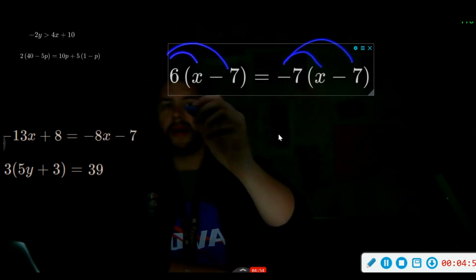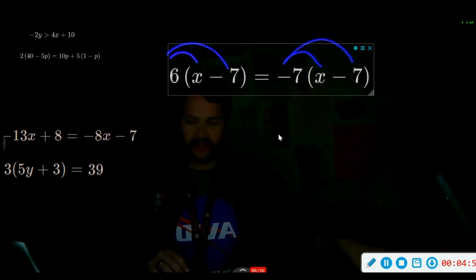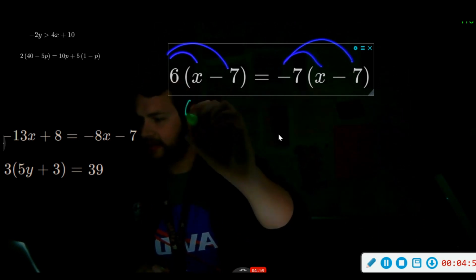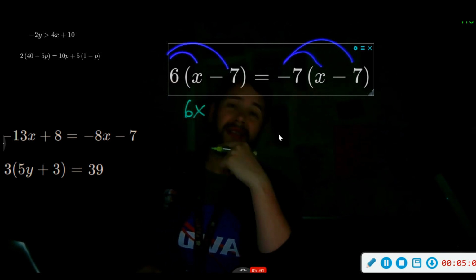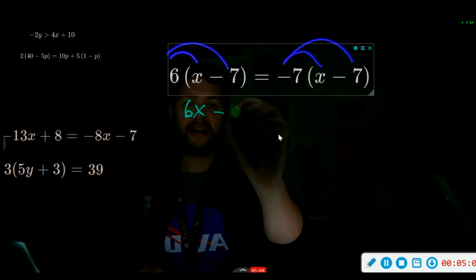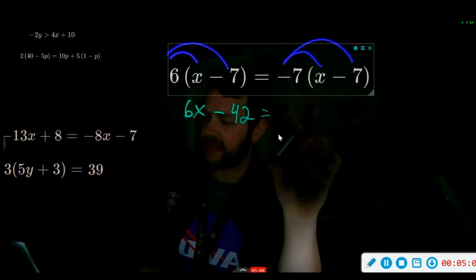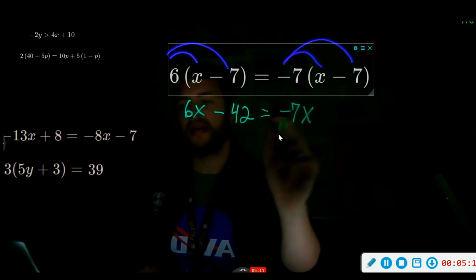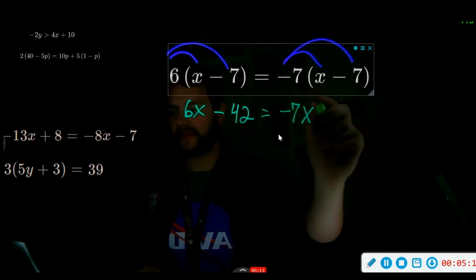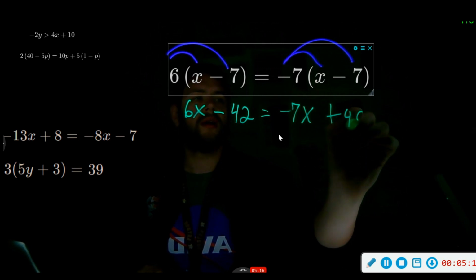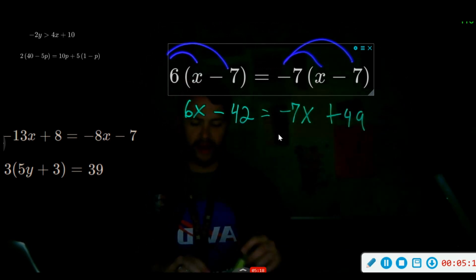Let's start on this side. We're going to have 6 times x is 6x. 6 times negative 7 is negative 42. Equal sign. Negative 7 times x is negative 7x, and then negative 7 times negative 7 is positive 49. And now we do have variables on both sides.